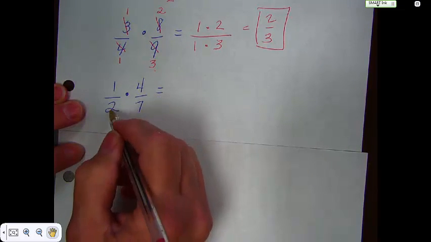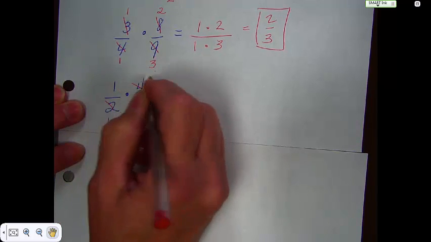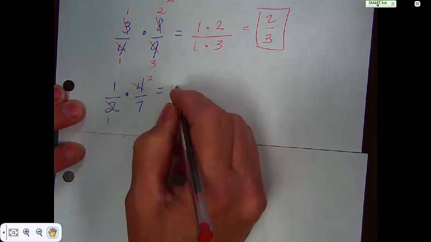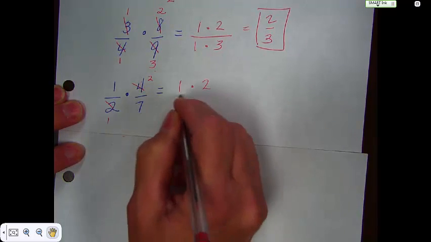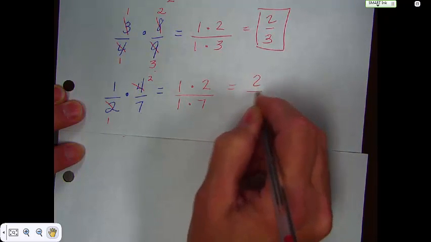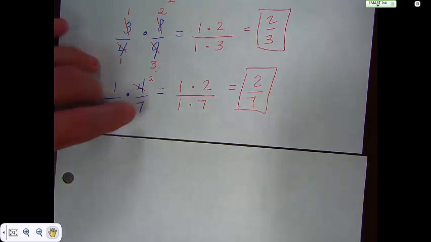We have 1 over 2 times 4 over 7. 2 goes into 2 once. 2 goes into 4 twice. You end up, 7 doesn't go into anything, so you're done. 1 times 2 over 1 times 7 equals 2 over 7. And that's the answer.